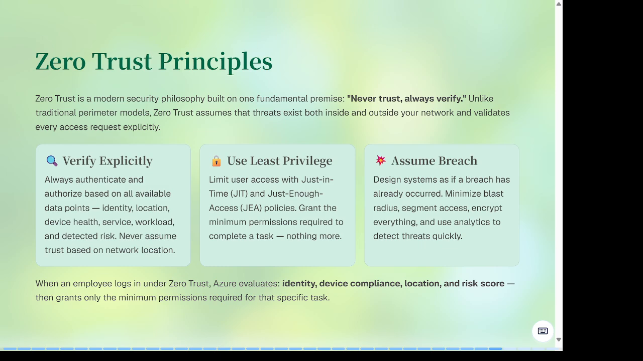Use least privilege. Least privilege access. This means users are only given the minimum permissions required to do their job, nothing extra. Azure enforces this using just-in-time access and just enough access policies. So even if an account is compromised, the attacker cannot move beyond limited permissions. This reduces impact significantly.